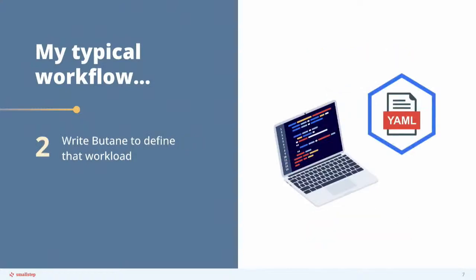Then write your Butane, right? First step to drawing an owl, draw the head. Start figuring out how your system needs to run on Fedora CoreOS. Convert it to Ignition and launch it and test it. Seems pretty simple, right?